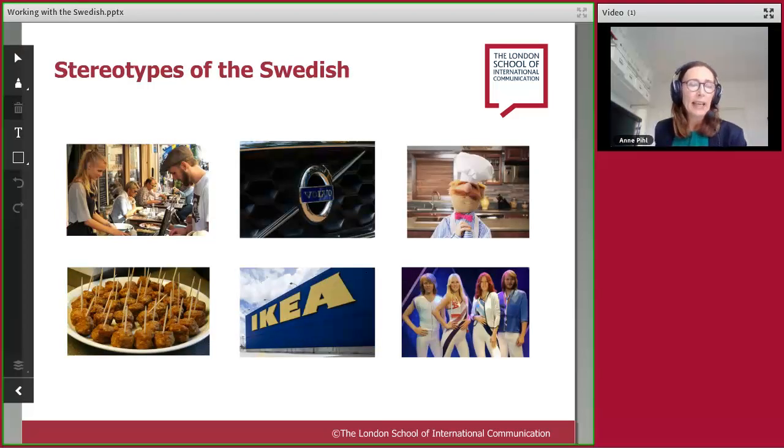So, just move along. Some stereotypes of the Swedish. None of them, I think, came up there in your comments, but these are some common stereotypes of the Swedish. Everyone's tall and blonde, perhaps drives a Volvo and eats meatballs and shops at IKEA. Also, in the images here, we have the Swedish chef, which is someone who often comes up. He didn't come up in the comments today, from the Muppets, and of course, ABBA. I'm probably revealing my own age group here. Depending on your own age group, you may be more familiar with brands like Spotify, or in terms of music, maybe Avicii or Swedish House Mafia. But these are some stereotypes of the Swedish.